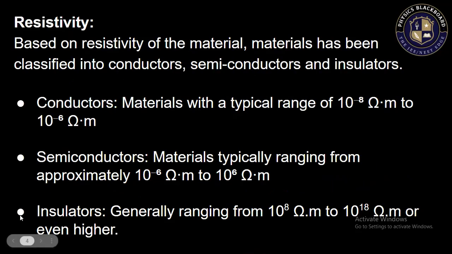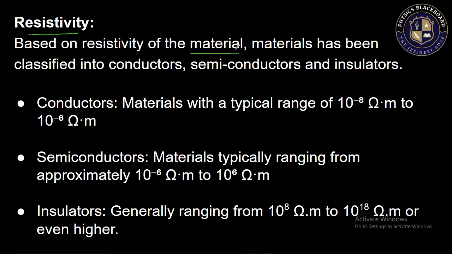Next, based on this property, that is resistivity, materials are classified into three. What are they? Conductors, semiconductors, and insulators. You know that conductors are materials which allow electricity to pass through, whereas insulators are materials which do not allow electric current to pass through. Coming to semiconductors, they partially allow the electric current to pass through them. That is the meaning of semiconductors.